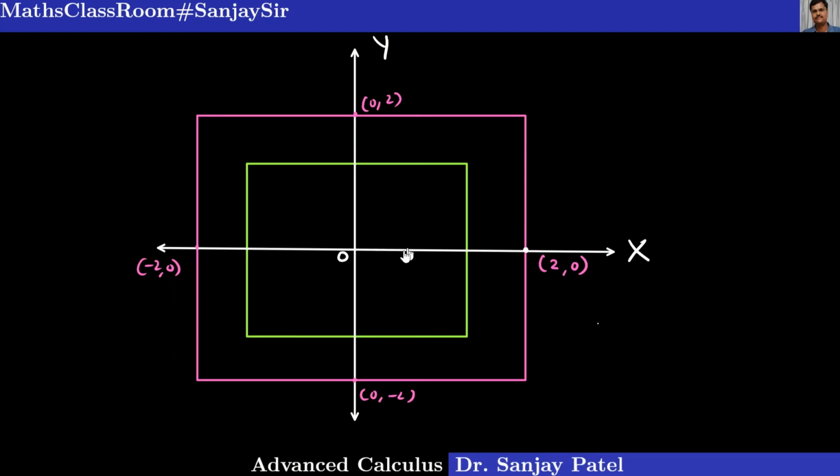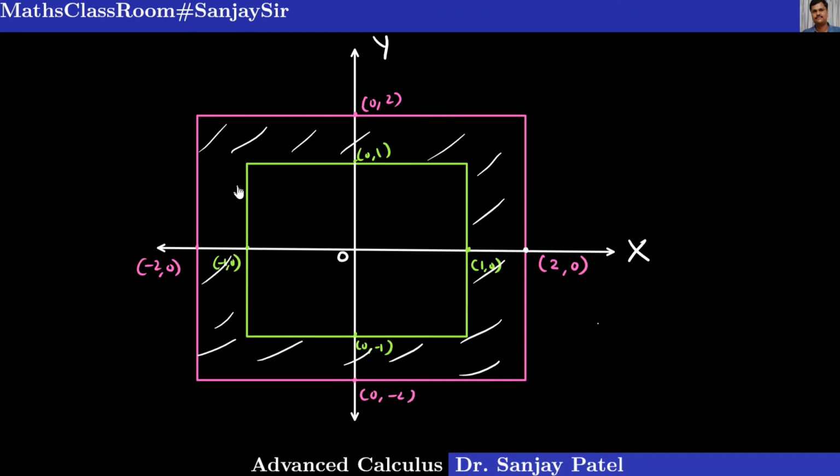So half is 1. So this point will be 1 comma 0. This point is minus 1 comma 0. Same way, this is 0 comma 1 and this is 0 comma minus 1. And the region of integration is the area enclosed between these two squares. And we want to find the value of the given double integral over this region.